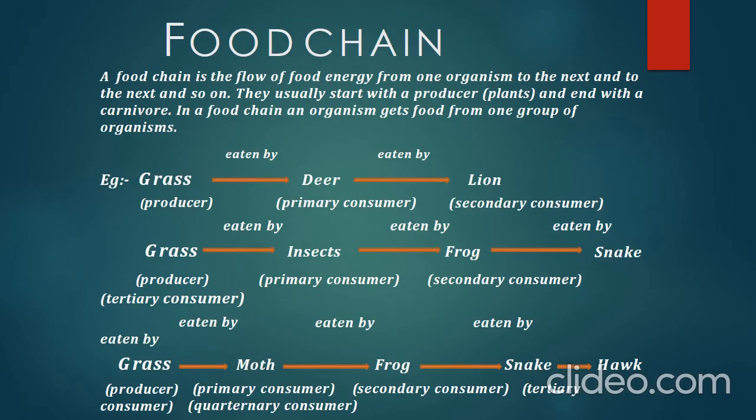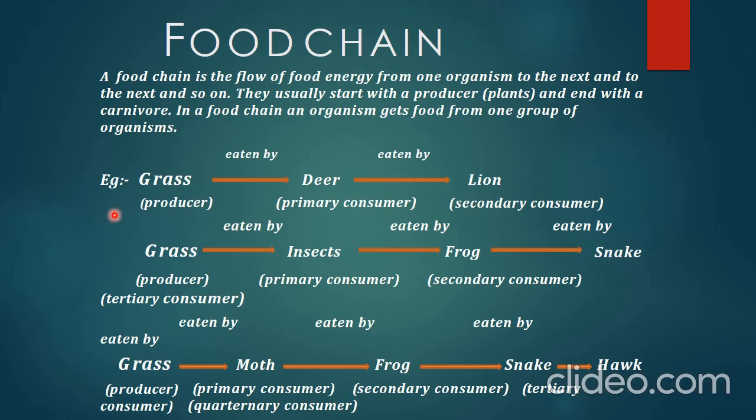Now continuing further, food chain. A food chain is the flow of food energy from one organism to the next and to the next and so on. They usually start with the producer and end with the carnivore. In a food chain, an organism gets food from one group of organisms. For example, grass, deer, lion. This is a simple food chain.